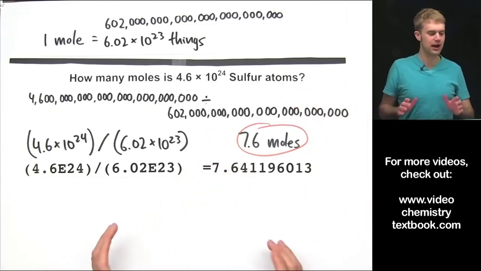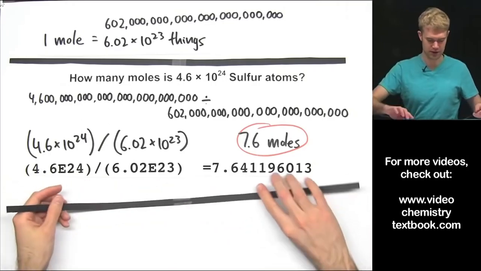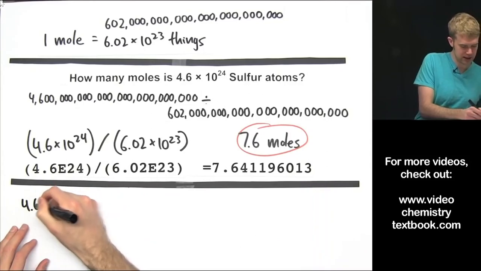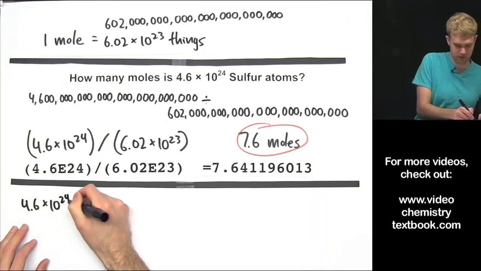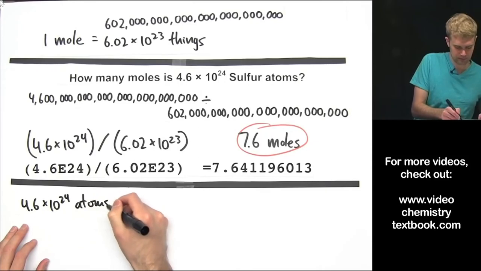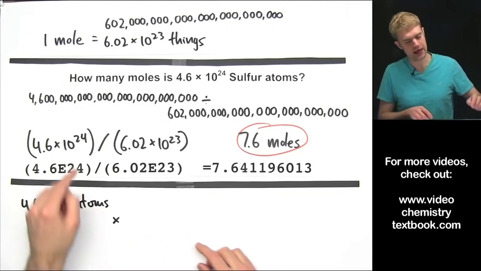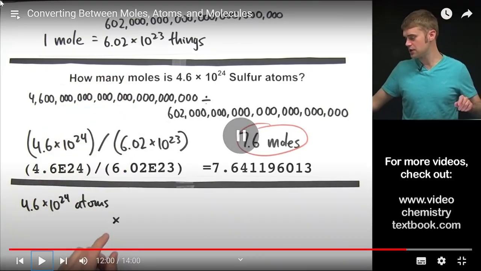And now, let's look at how we use conversion factors to solve this same problem. Here we're going to start with 4.6 times 10 to the 24th atoms. And we want to multiply this by a conversion factor that's going to get rid of atoms and is going to move me to moles. What unit do you want on the bottom? Atoms. What number goes with atoms? 6.02 times 10 to the 23. What unit goes on top? Moles. What number goes with moles? 1.